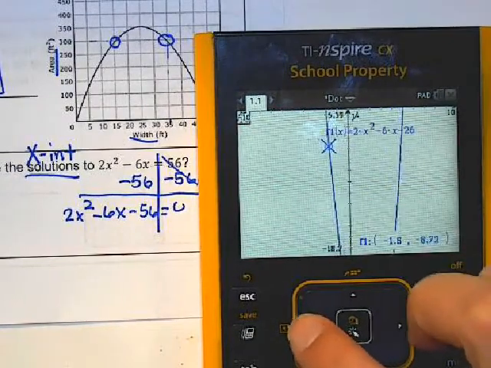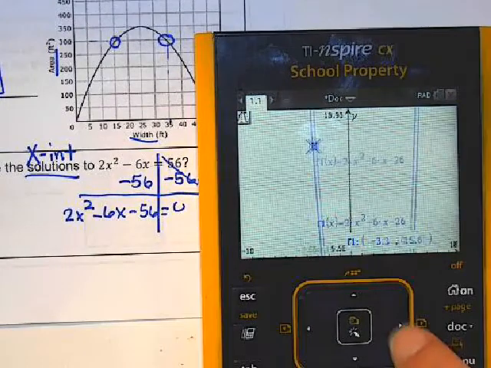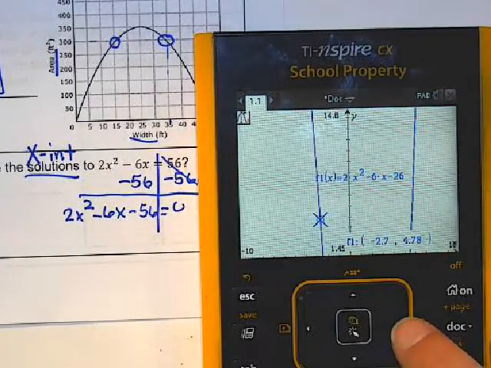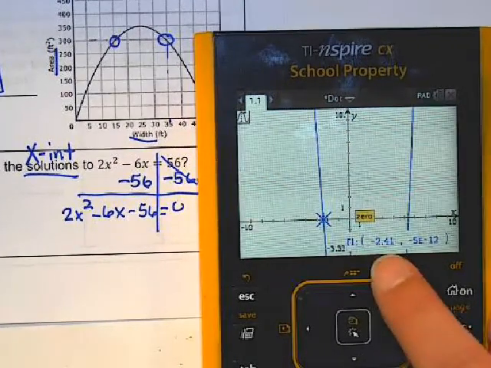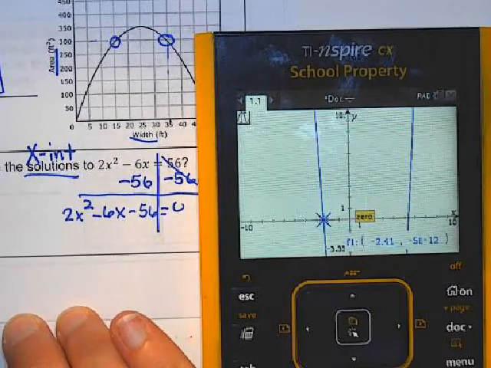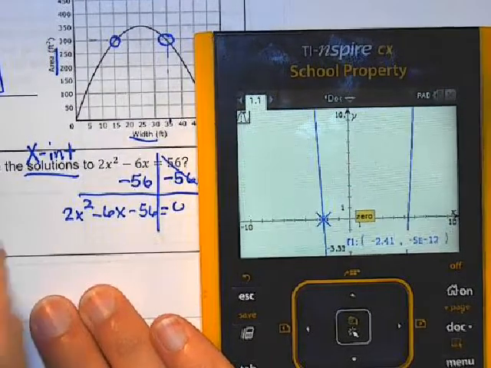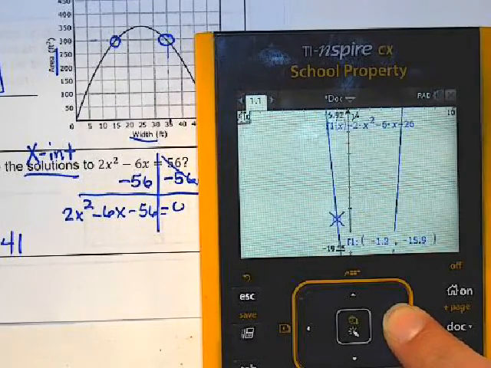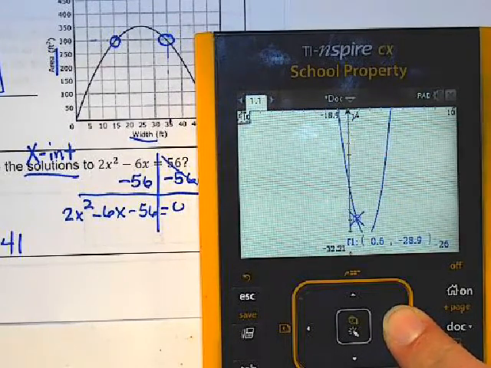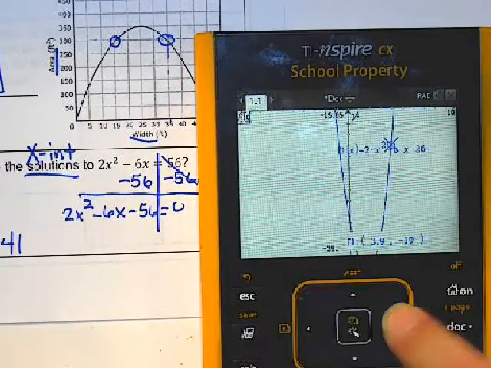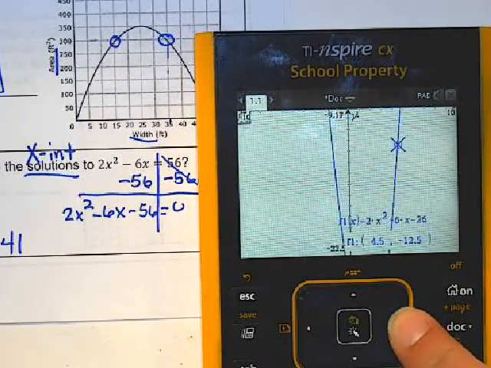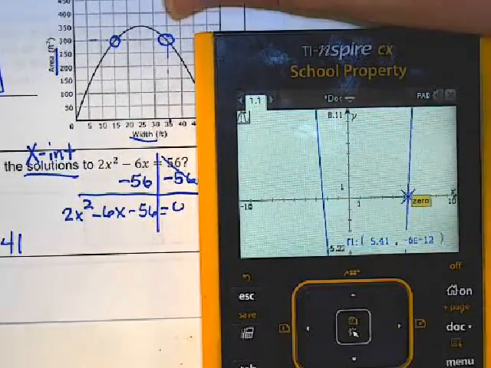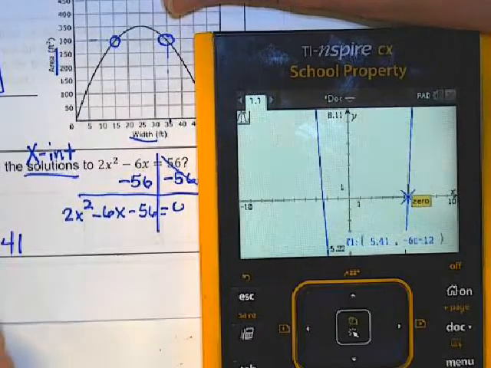My first 0. Uh-oh. I clicked too many times. Okay. There it is. My first 0. Okay. X equals negative 2.41. And then I'm going to go to the other 0. Takes a little bit of time, but you know for sure you're getting the right answer. My second 0 is x equals 5.41.